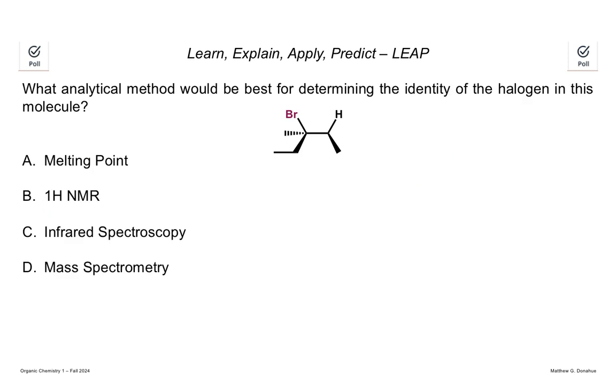So what analytical method would be used to identify the presence of the halogen? So mass spectrometry. So remember that bromine has 79 and 81 in a 1-to-1 ratio of naturally occurring isotopes.